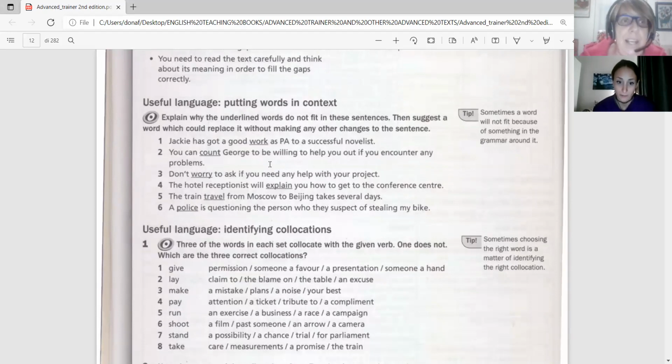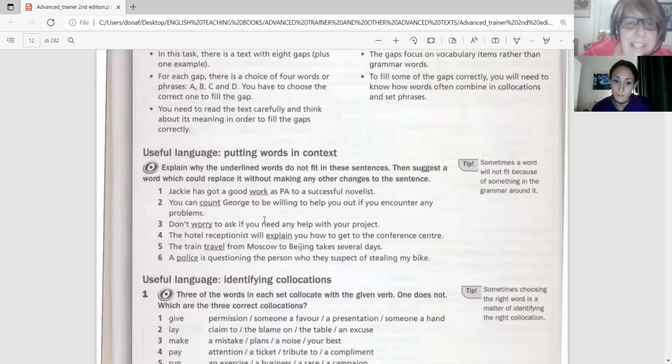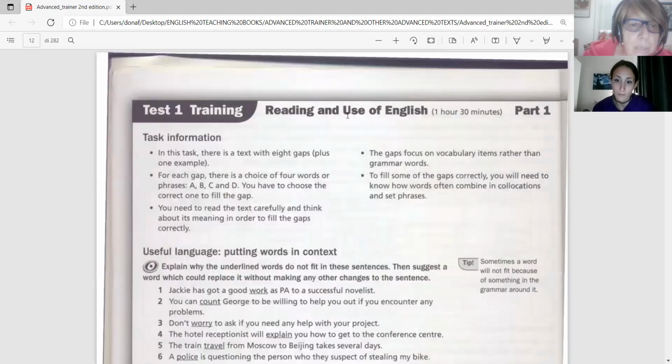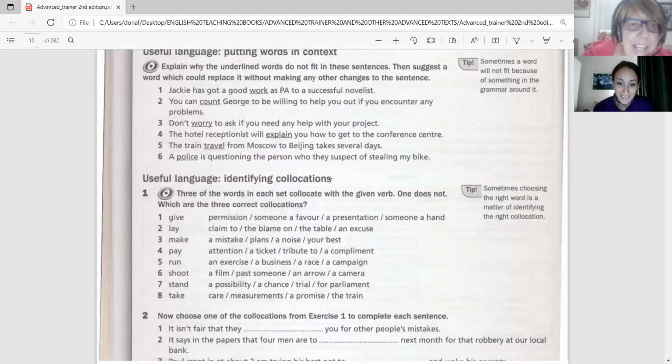The words, as you know, you know that words are changing completely their meaning. It depends on the context. Okay, so the same word you can find in different contexts. So explain why the underlined words do not fit in their sentences. Then suggest a word which could replace it without making any other changes to the sentence.